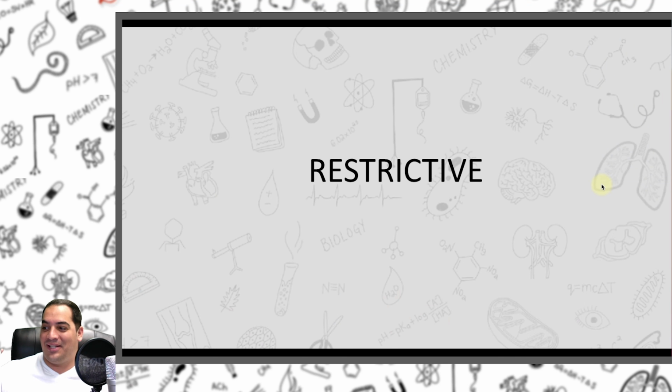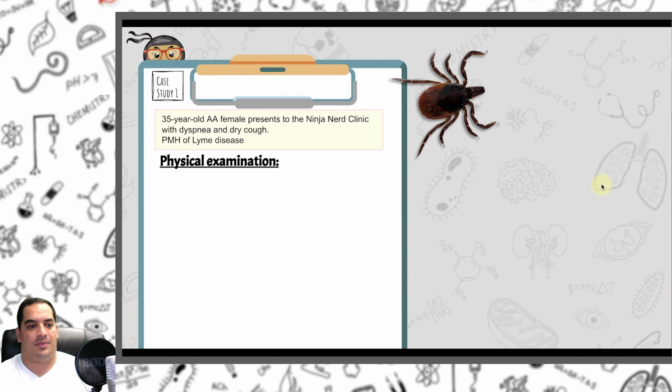So we're back. We're going to start doing some more cases. Now we're going to talk about restrictive lung diseases. All right, so first things first, we got case study number 1. We got a 35-year-old African-American female presents in an injury clinic with dyspnea and dry cough. Past medical history is pertinent for Lyme's disease.